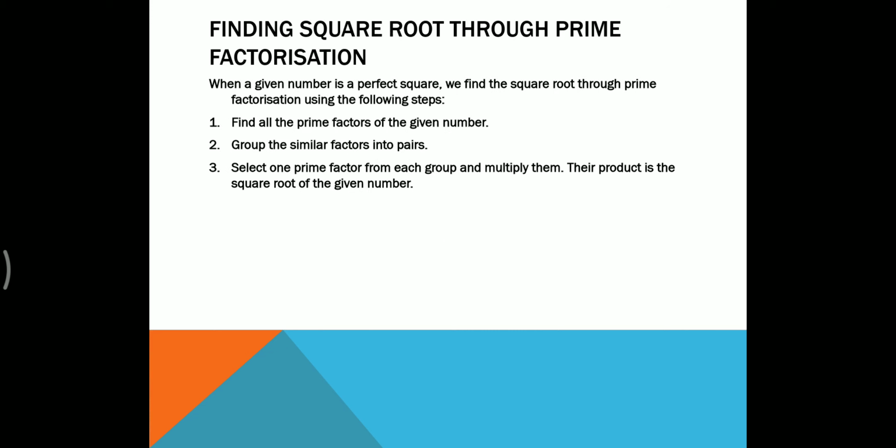Another method is to find the square root through prime factorization. When a given number is a perfect square, we find the square root through the prime factorization method using the following steps. Listen to them carefully. First, find all the prime factors of the given number, group the similar factors into pairs, select one prime factor from each group and multiply them. Their product is the square root of the given number.